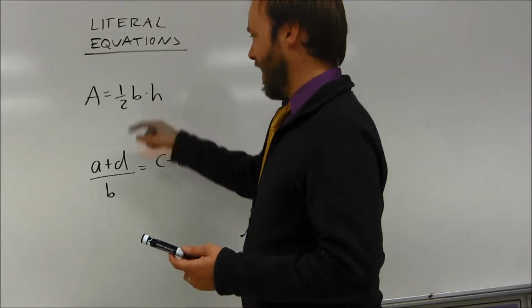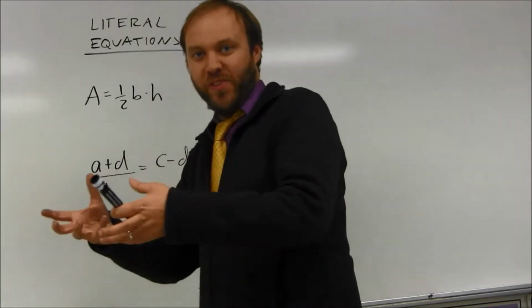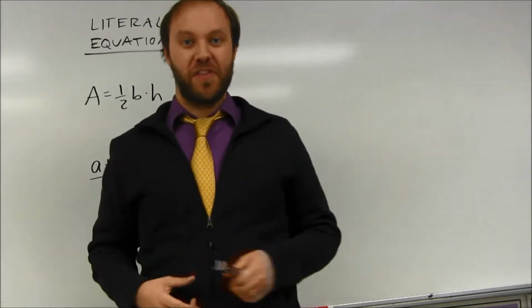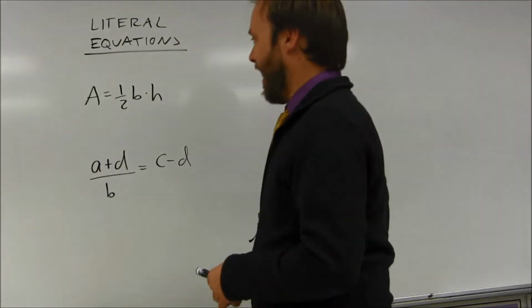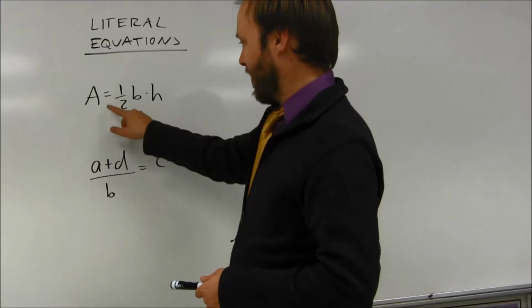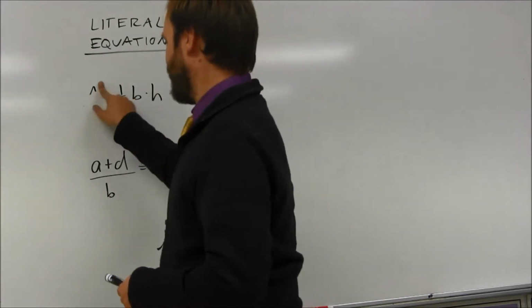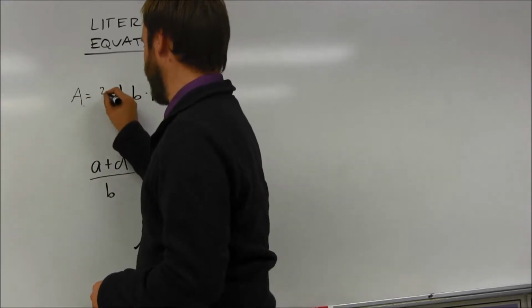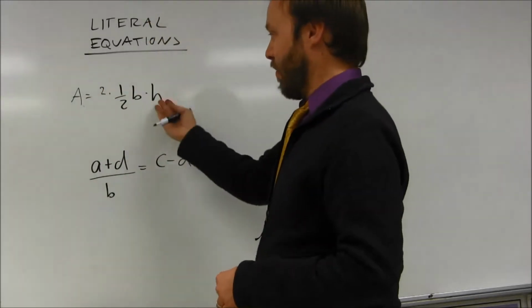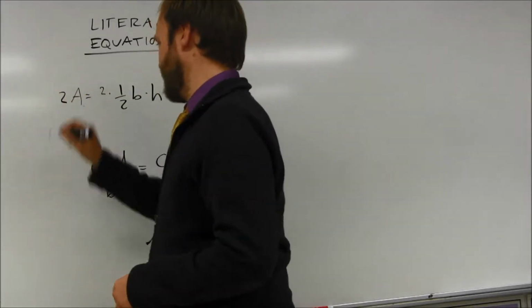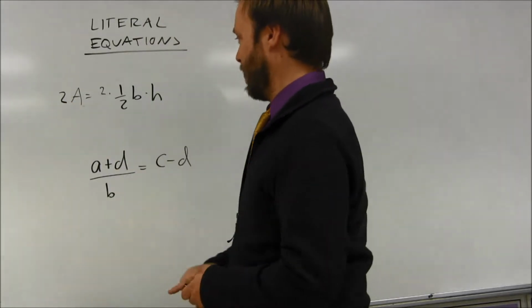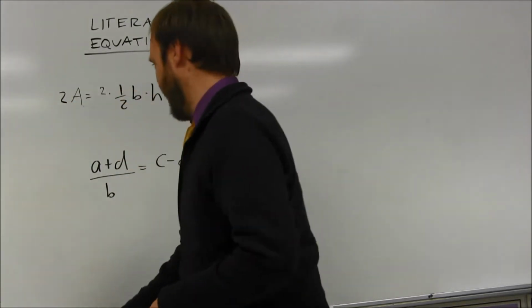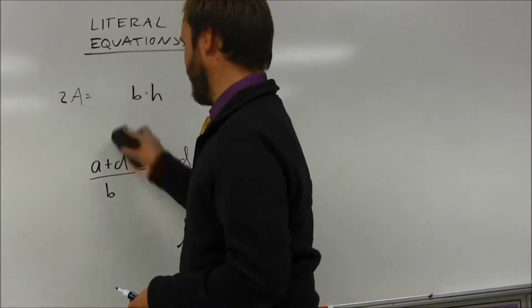I want an equation that says the base is equal to something in terms of the area and the height. A couple things here. First of all, you might want to get rid of the 1/2. So to get rid of the 1/2, remember that you can multiply something by 2. It's an equation though, so I have to multiply the other side by 2 as well. So I'm going to get 2a equals, and then this will just work out to be 1b times h.